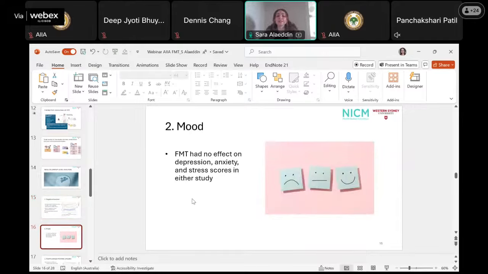Next, I was interested in depression, anxiety, and stress scores. And as you can see, we didn't see any effect of FMT on any of these scores in either cohort.